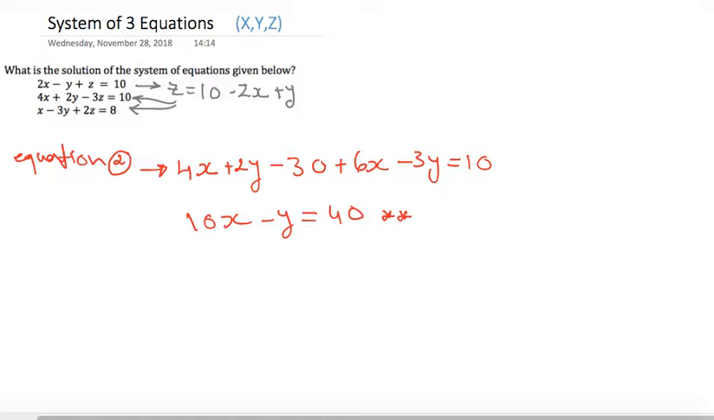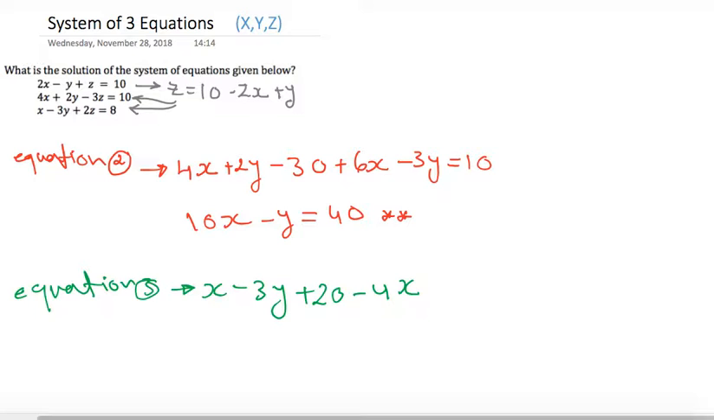And then I'm going to do the exact same thing to equation 3. It will look like x minus 3y plus 2z. So 2 times all that above. 2 times 10 is 20. 2 times minus 2 is minus 4x. 2 times y is 2y. And all this has to be 8. If you simplify this, you should end up with 3x plus y equals 12. And there are 2 stars right here as well.